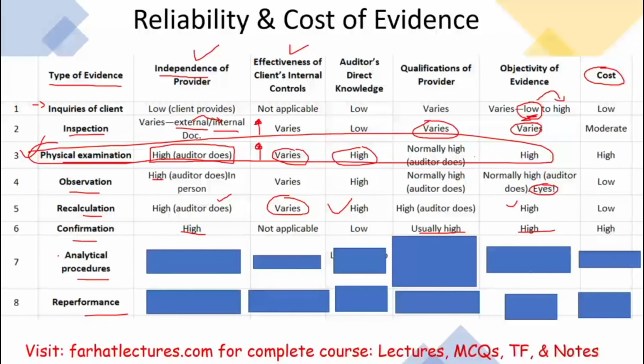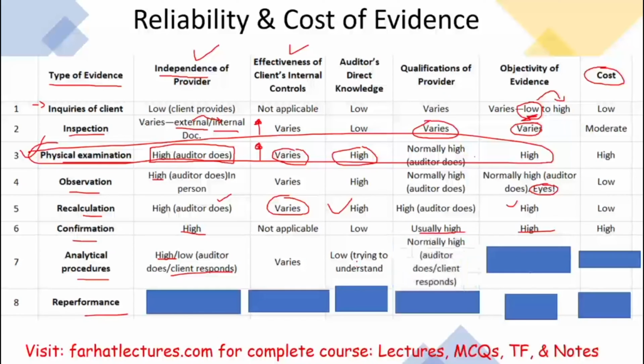Analytical procedures, who's performing it? The auditor. However, the auditor is performing, but the client is responding, because you're going to be inquiring after you perform the analytical procedures. And we talked a lot about analytical procedures, where you have to ask questions. So then you have to rely on their answers. Effectiveness of internal control is important, so it varies. If the internal control is good, providing good numbers, then analytical procedures are good. Auditor's direct knowledge, well, low. You are trying to understand what's happening. Qualification is normally high because we are providing the service, but remember, the client is supplementing the answer. Objectivity of evidence usually varies depending on the reliability of the data, and the reliability of the data depends on how good their internal control is, because you are using their numbers. Cost is moderate.